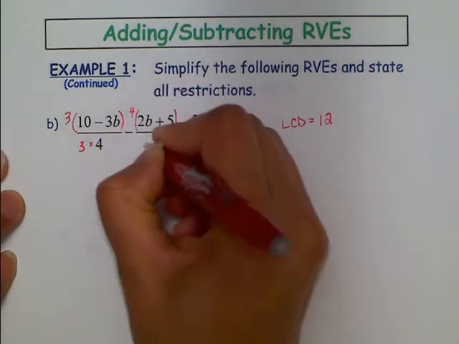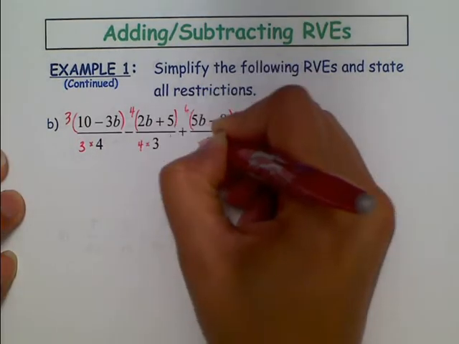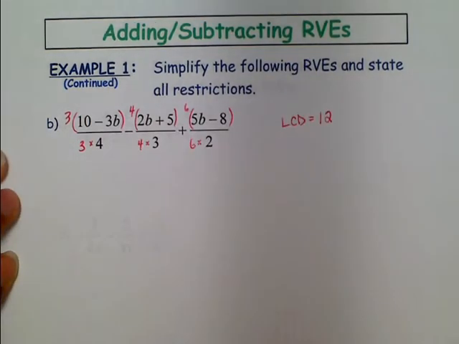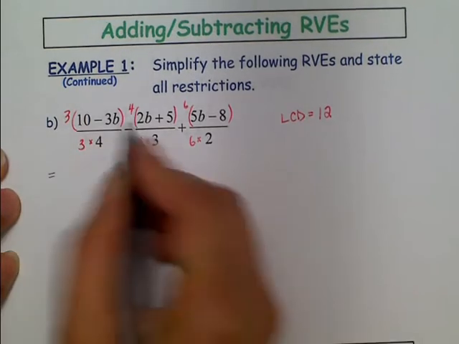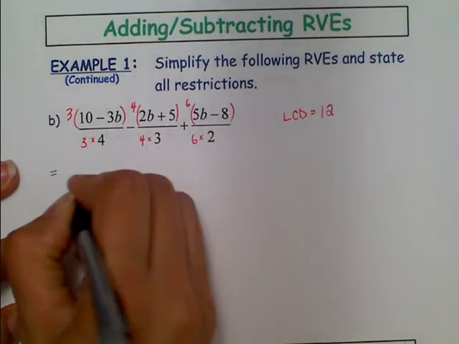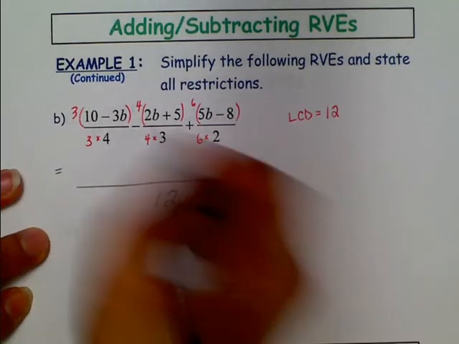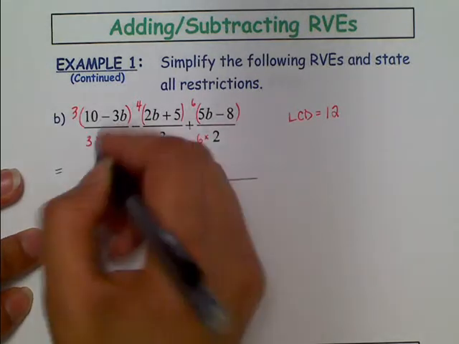The second RVE needs to be multiplied by 4. And the last RVE needs to be multiplied by 6. And so what this would look like, since 3 times 4 is 12, 4 times 3 is 12, and 6 times 2 is 12, I can already write everything over one fraction.